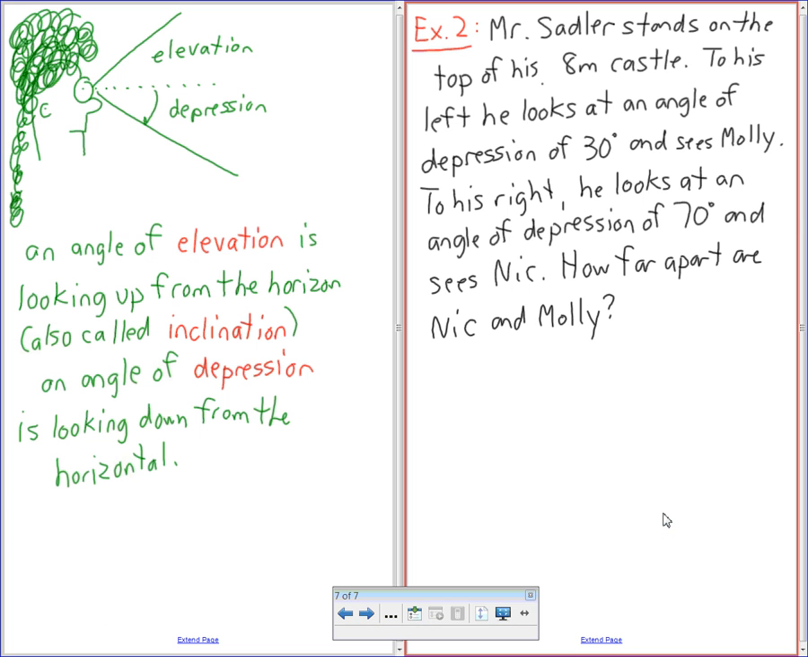Yeah, so I'm going to read it again. It says, Mr. Sadler stands on top of St. Peter Castle. How would I draw that? That one part, just a line straight up. There's my castle in the middle, okay?